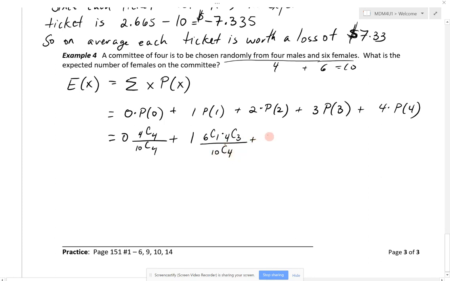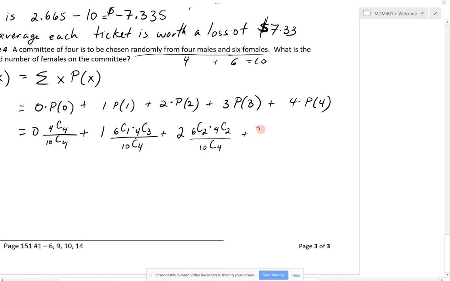Plus 2 females, so it's going to be 6 choose 2 times 4 choose 2 for the males, and then 10 choose 4 in total. Plus, if you want 3 females, the probability is 6 choose 3 females and 4 choose 1 male to make a committee of 4, and then your total 10 choose 4. And finally for 4 females, it's going to be 6 choose 4 times 4 choose 0, because you're not choosing any males anymore, and 10 choose 4.